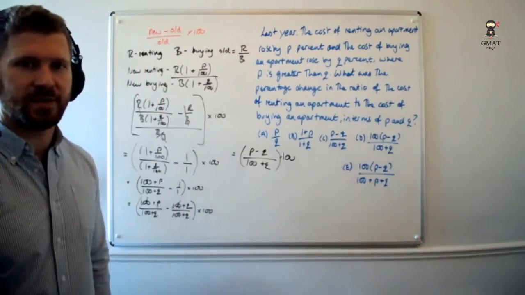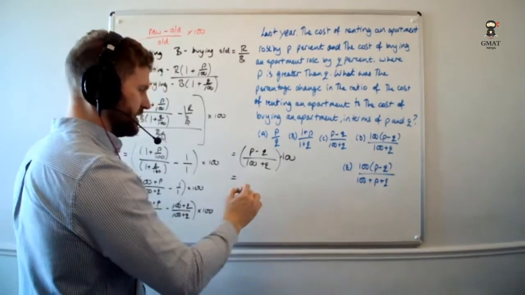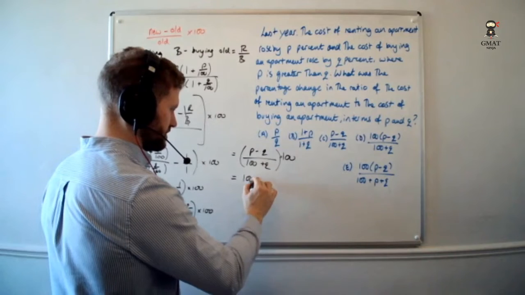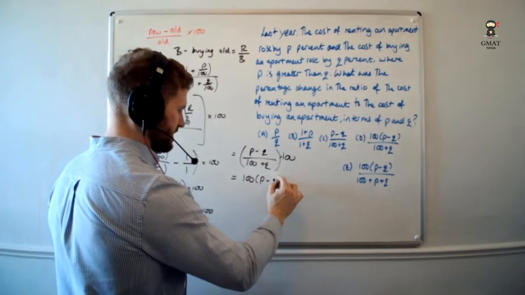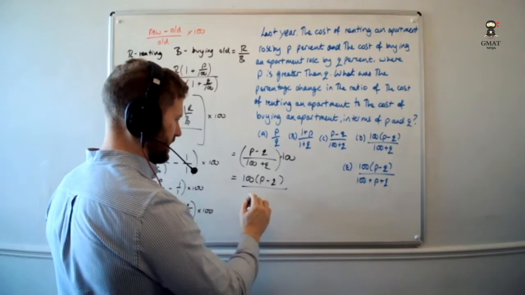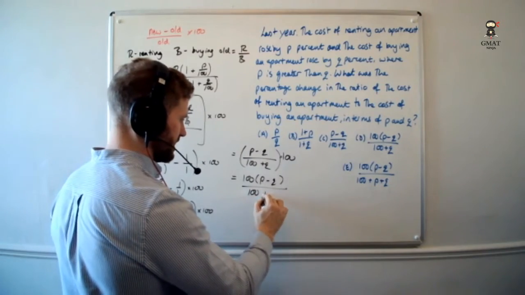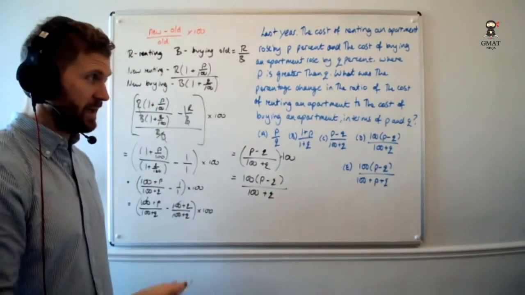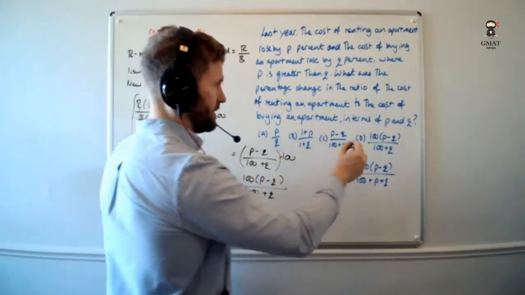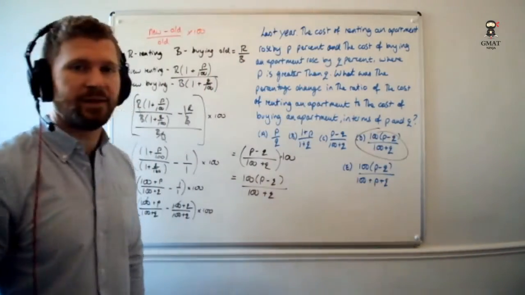by 100 on the outside, which leaves me, final step, if I bring that 100 on the inside, multiply the top line through, 100 times P minus Q over 100 plus Q, and checking the answer choices, this one matches D, and that's going to be our answer.